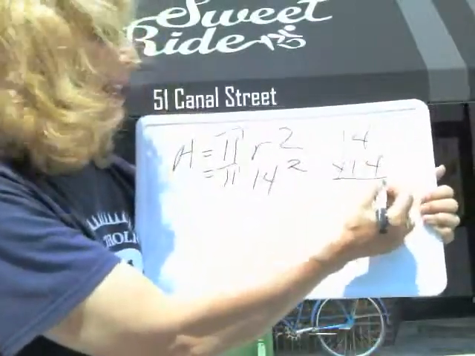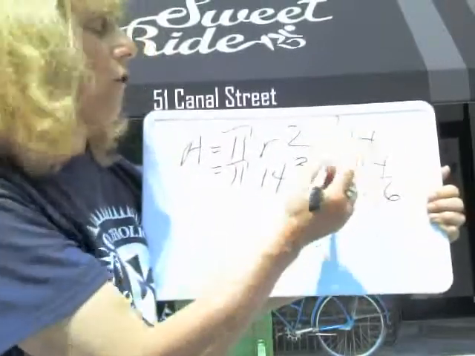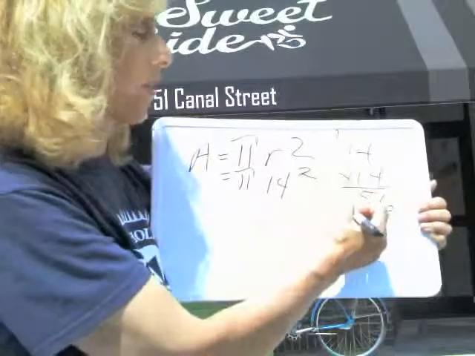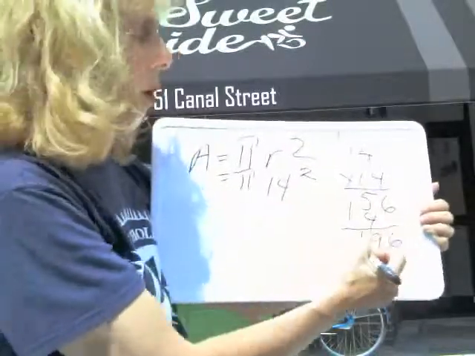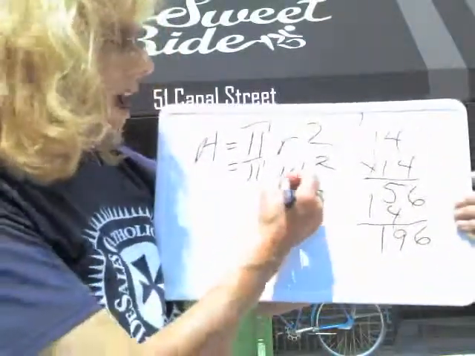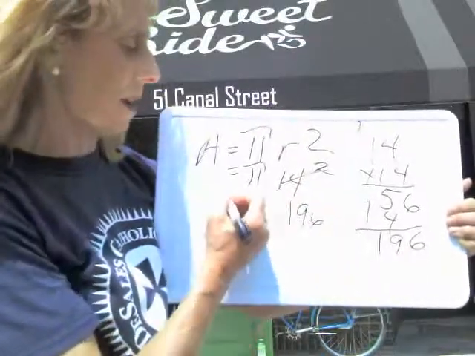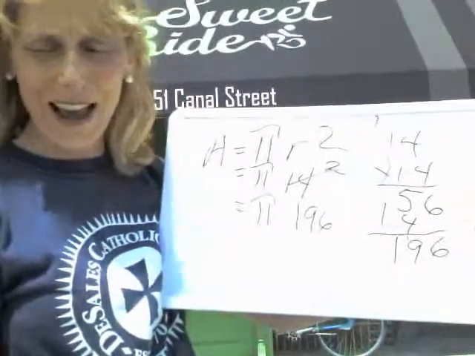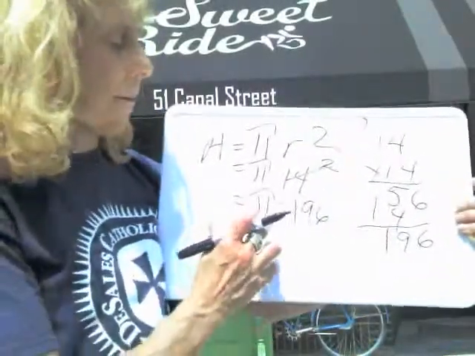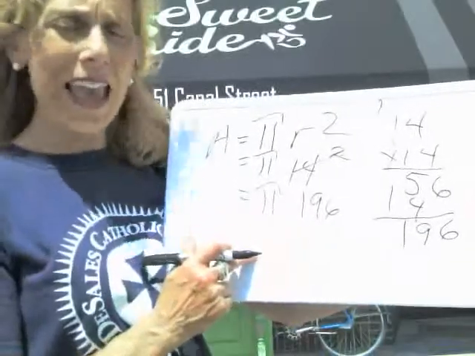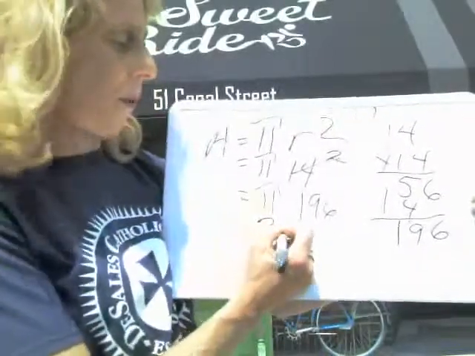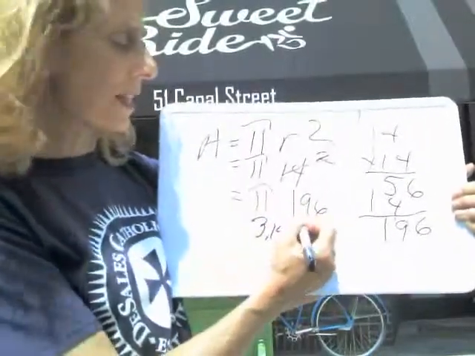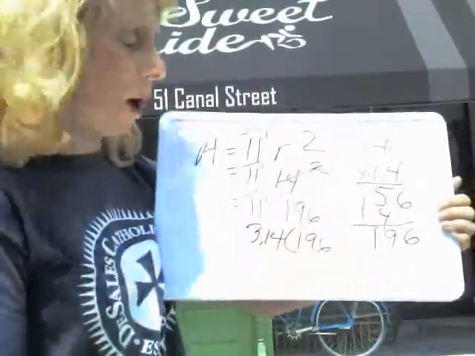4 times 4 is 16, carry 1. 4 times 1 is 4, plus 1 is 5. 1 times 4 is 4, 1 times 1 is 1. Add them up, 196. So now I can put that into my formula. I don't know if you can hear it, but the locks are just opening right behind us right now. So here's our formula. Pi times 196. Do you remember pi? Pi equals 3.14.